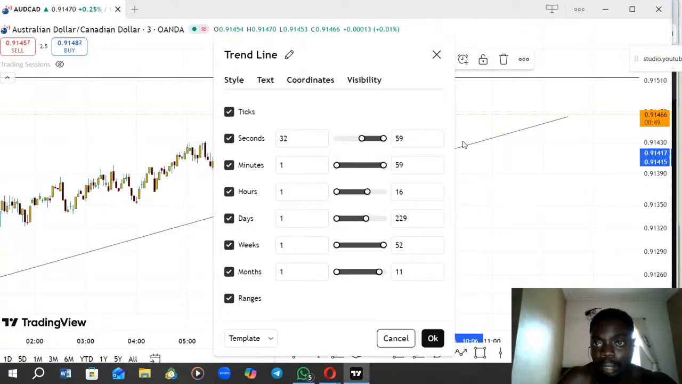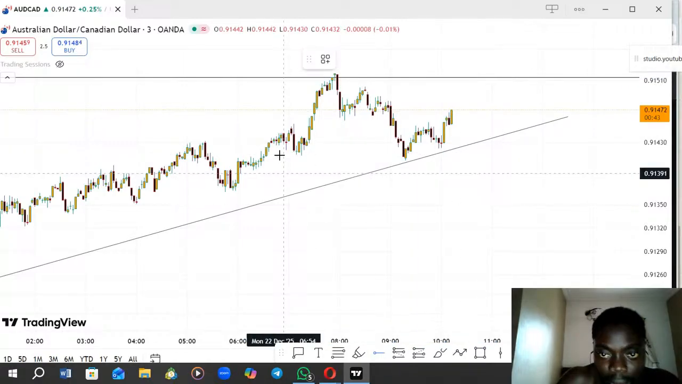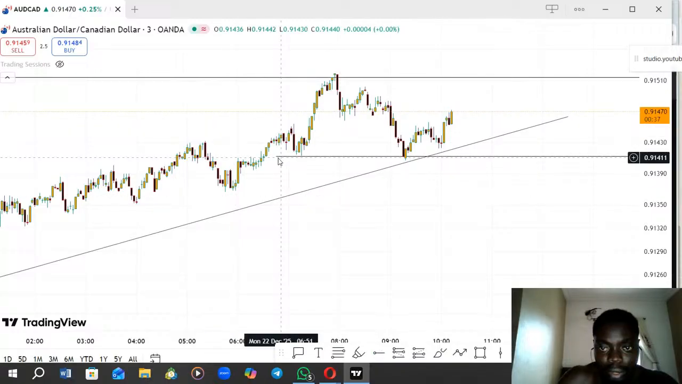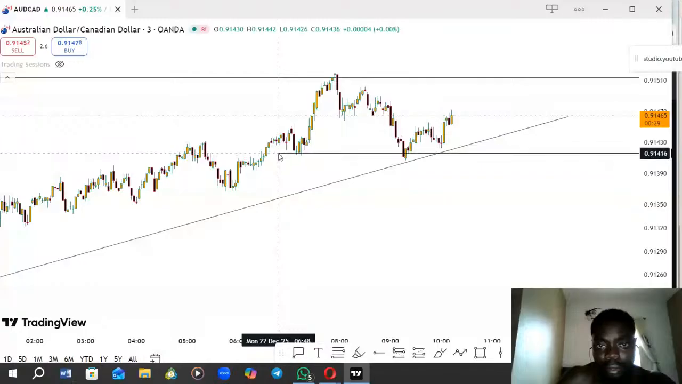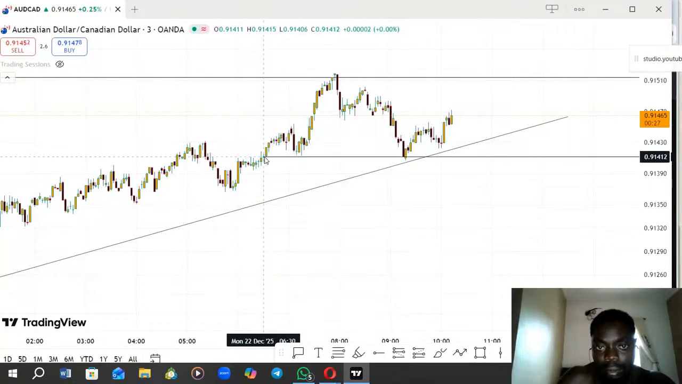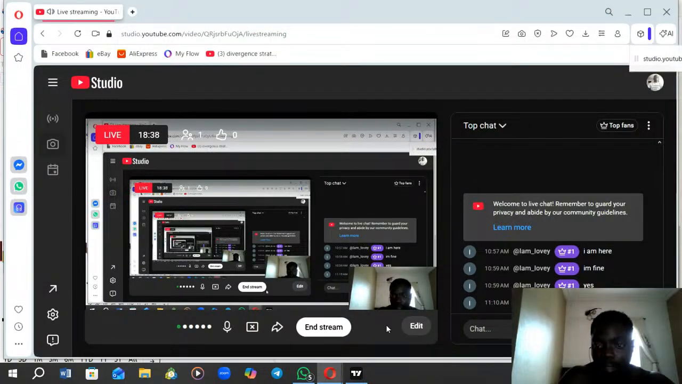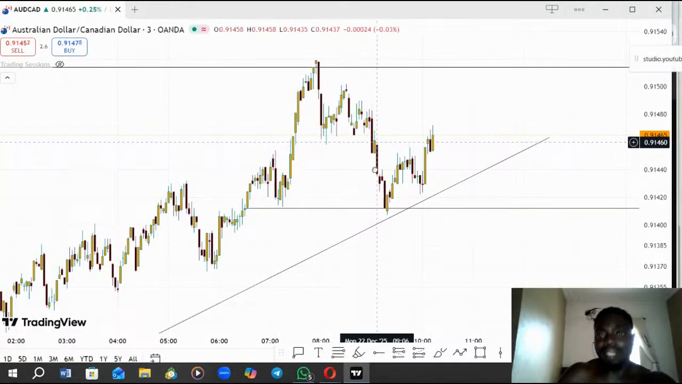Let me use a straight line. So a crash below this low is a shift in market structure, and you can see price has done that on the 3 minutes. We have that closure below that low there. So that means the market is ready to fall.